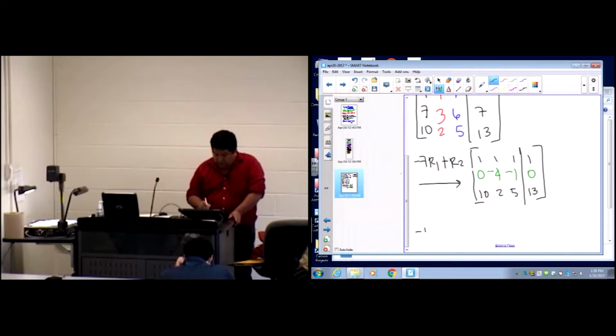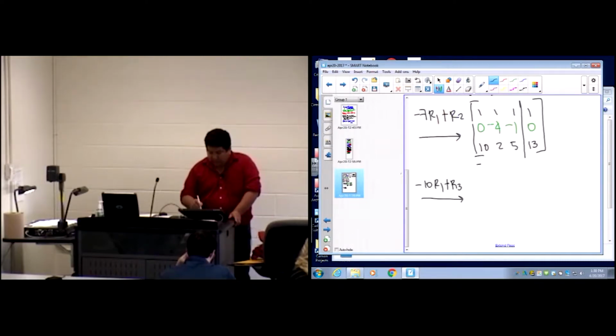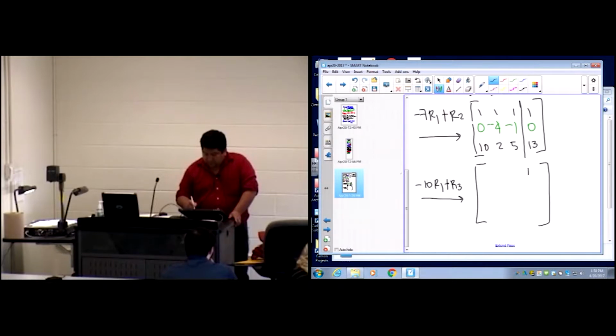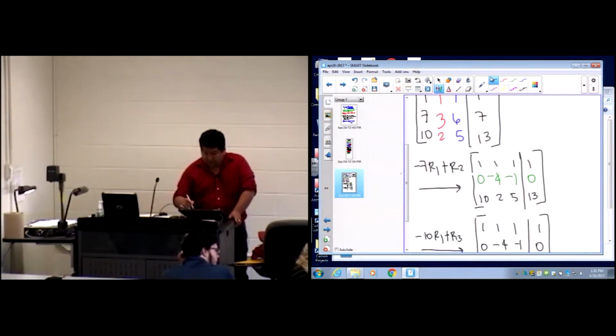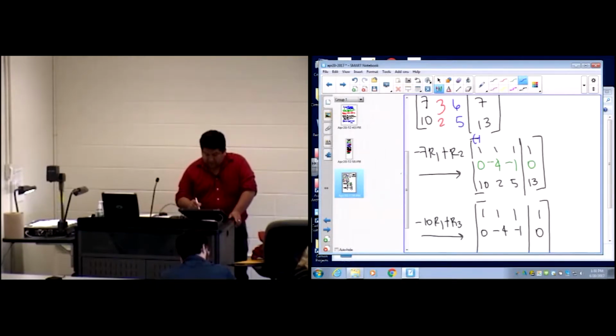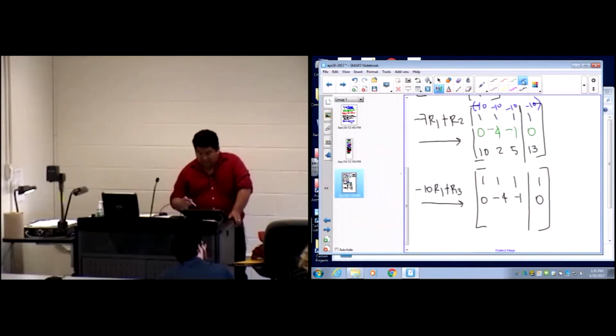So we're going to keep rows 1 and 2 as they are: 1, 1, 1, 1, 0, minus 4, minus 1, 0. And then we're going to modify row 3, the previous row 3. We're going to multiply row 1 by negative 10. So this gives us minus 10, minus 10, minus 10, and minus 10. And we're adding that to the previous row 3. Minus 10 plus 10 gives us 0. Minus 10 plus 2 gives us minus 8. Minus 10 plus 5 gives us minus 5. Minus 10 plus 13 gives us 3.